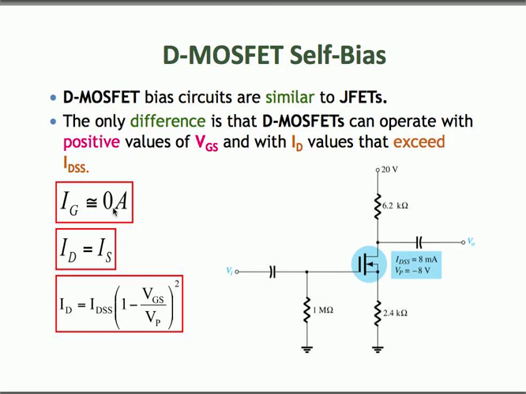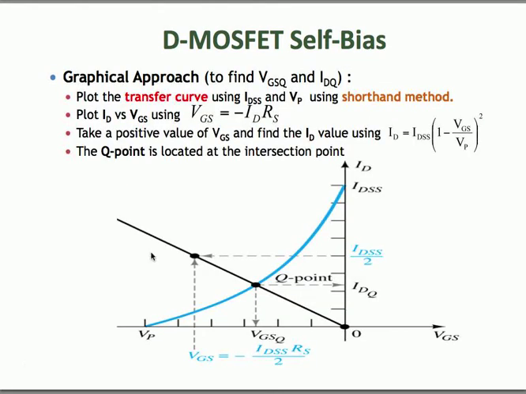And similar to JFET, the gate current is 0. The drain current is equal to the source current, and the drain current obeys the same law as a JFET. The drain current is given by Shockley's equation, except that the magnitude of VGS for the D-MOSFET can be positive. Therefore, you can get a drain current which is much higher than IDSS. So the way you analyze a D-MOSFET with a self-biasing circuit is similar to how you analyze a JFET with self-bias, and you use the same 3 steps which I've explained to you previously.